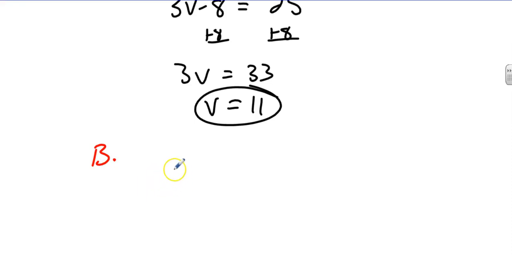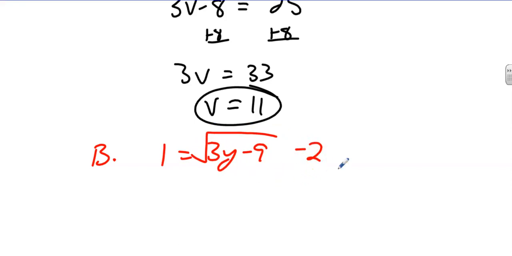The only one you have to be just a little bit careful of, and it's not really bad, sometimes people jump the gun on it, is where you get something like this, where you have 1 equals the square root of 3y minus 9, minus 2. Because some people automatically see that negative number and they go, wait, we got a negative number, that's not going to work. But remember, you've got to get this square root by itself, so before you do anything, you're going to add this 2, get rid of it, and move it over here.